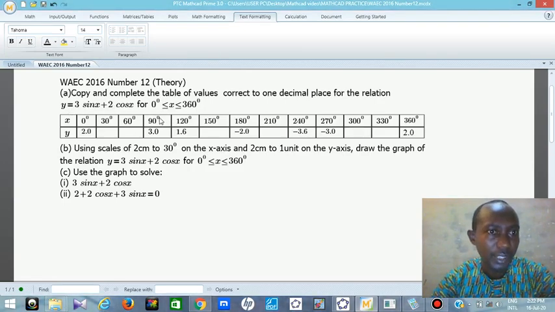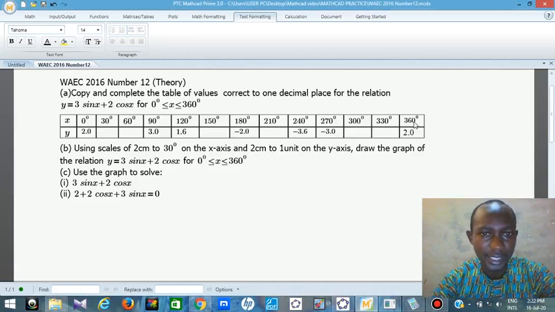And the values of theta in this question, since we are working in degrees, are in the range from 0 degrees to 360 degrees. So x is in this range. The table has been given. These are the values of theta for x: 0 degrees, 30 degrees, 60 degrees, down to 360 degrees. Some values have been calculated for us, like 0 degrees has been solved.